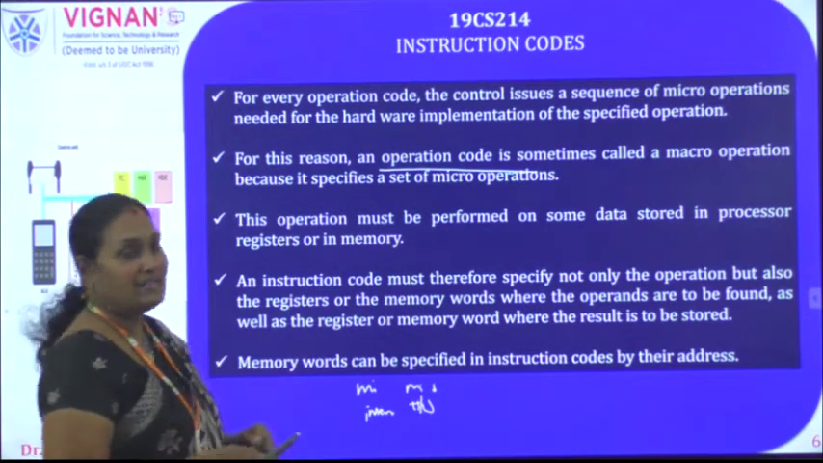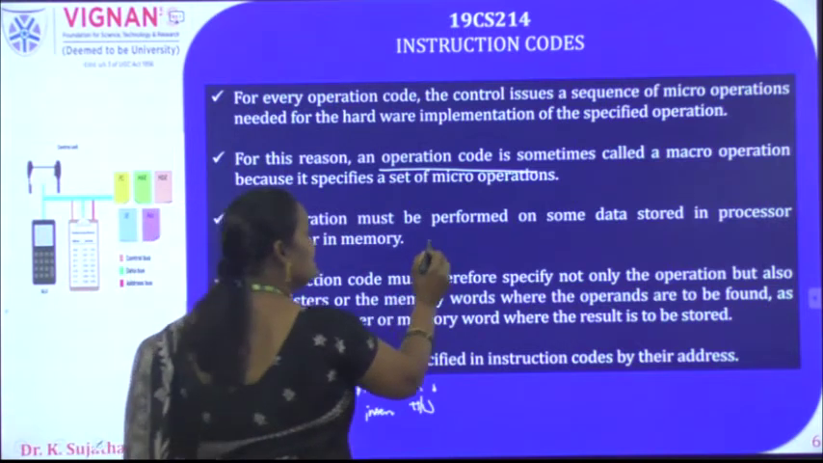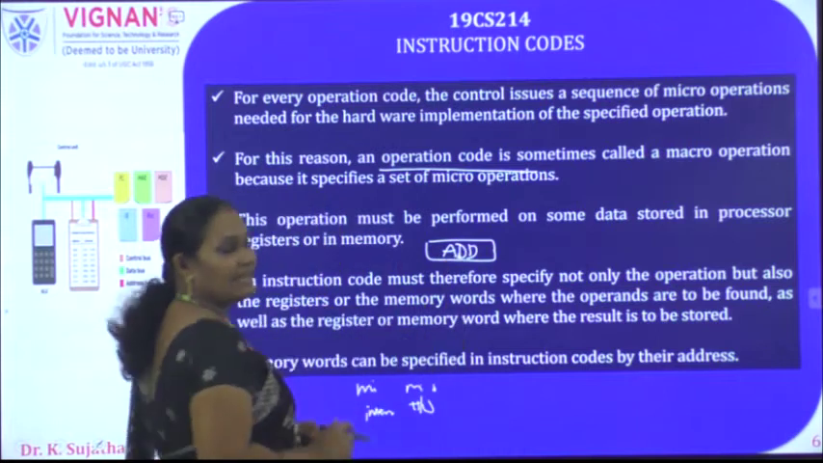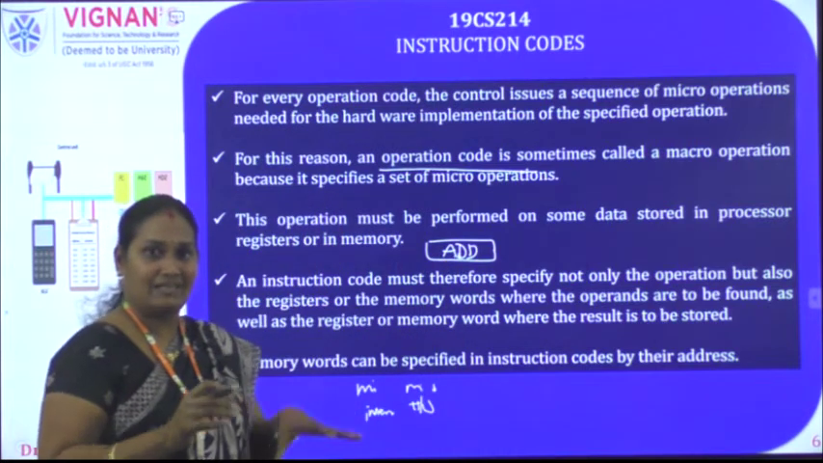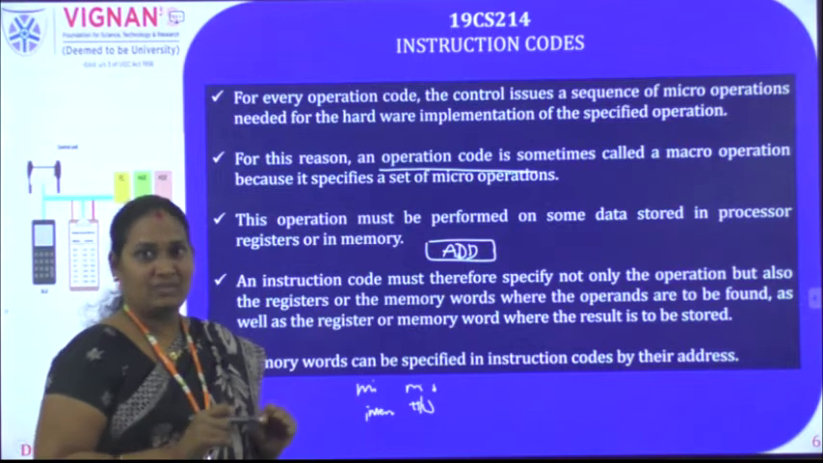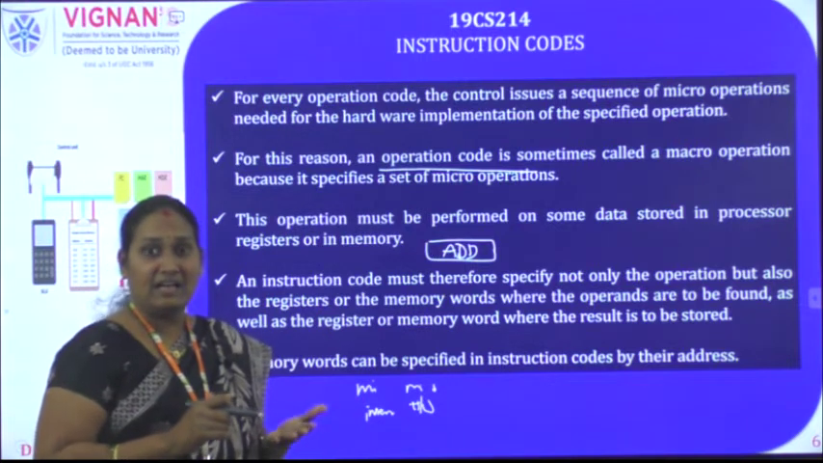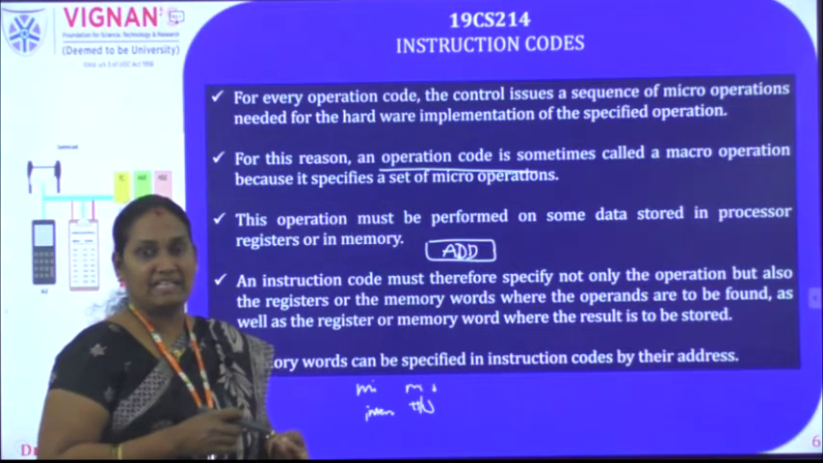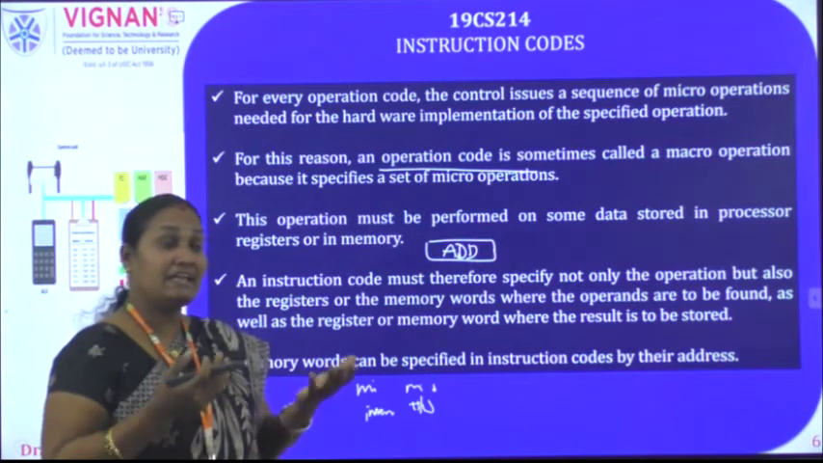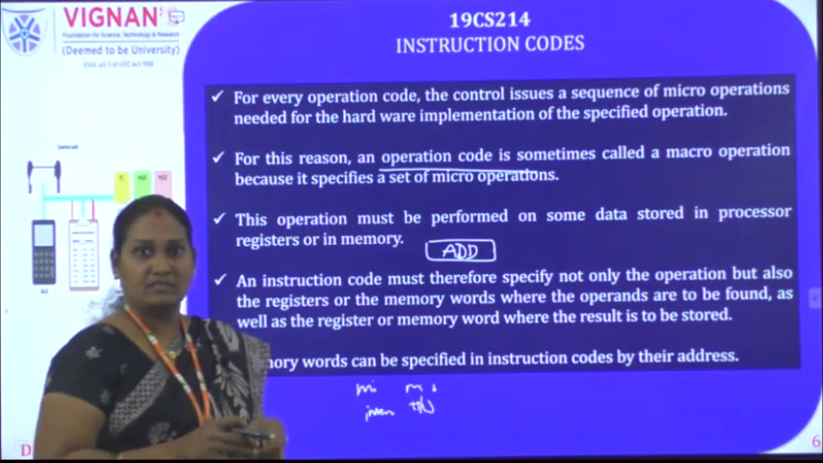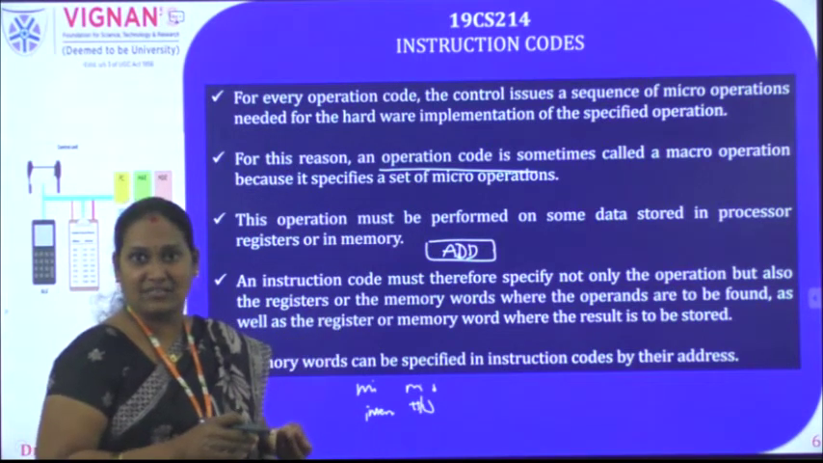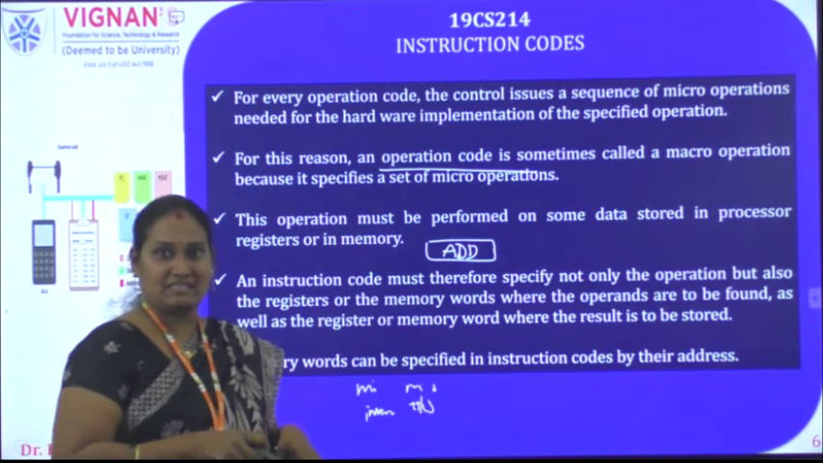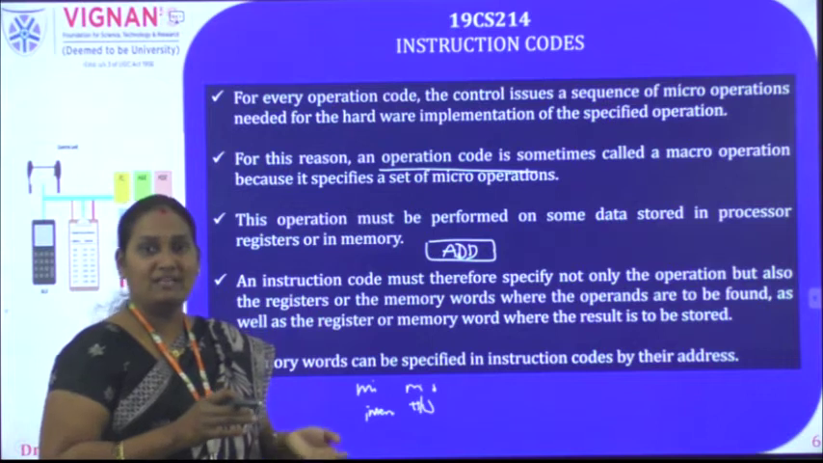So here my instruction code contains an operation code. Let us take that operation code as addition. Now on which data do I have to implement addition? Suppose, for example, I want to implement addition on 10 and 15. From where do I have to access the 10 and 15? The 10 and 15 may be stored in internal registers or in memory.